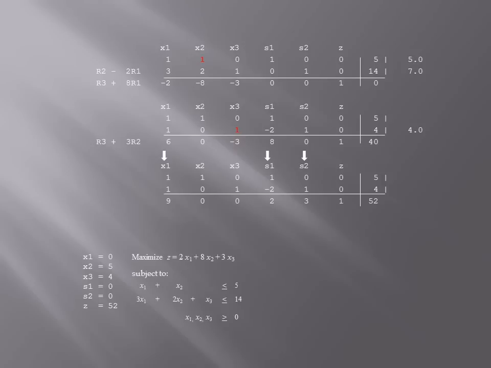The solution to this standard maximum linear programming problem is therefore read as follows. The maximum z equals 52. This occurs when x1 equals 0, x2 equals 5, and x3 equals 4.